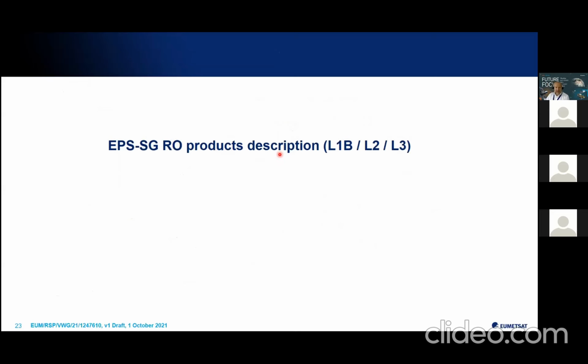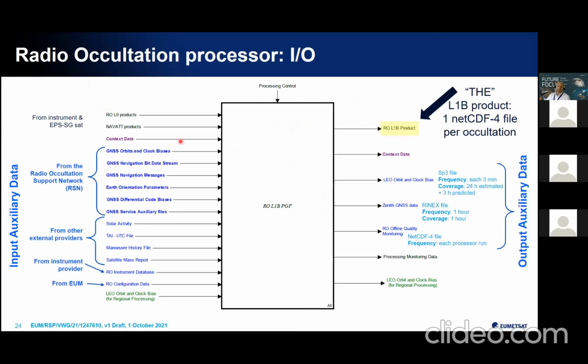So, a few words about the products that we will generate for the radio occultation missions. Here is our processor. It is fed by a lot of input data for generating the product. In particular, it needs the level 0 measurements taken by the radio occultation instrument, and the NAVAT data from the satellite. But then it needs a lot of information from the transmitter point of view. So we need the GNSS transmitter orbits and clock biases, the nav bit message superimposed on the carrier frequencies, the GNSS navigation message, the Earth orientation parameters, differential code biases, and some other service auxiliary files.